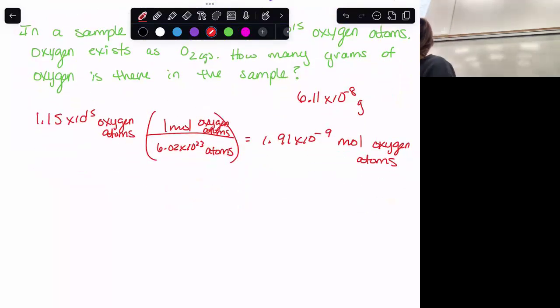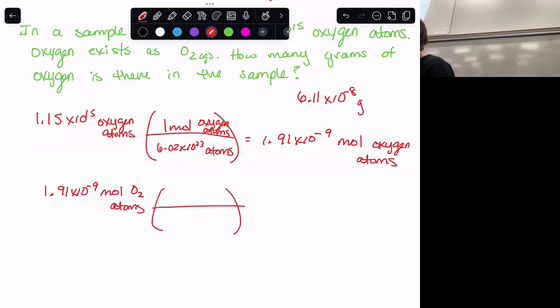And then I took that number that I got for the moles, and then I found the molar mass of O2, which is 31.98, because I multiplied 15.99 by 2. Perfect.